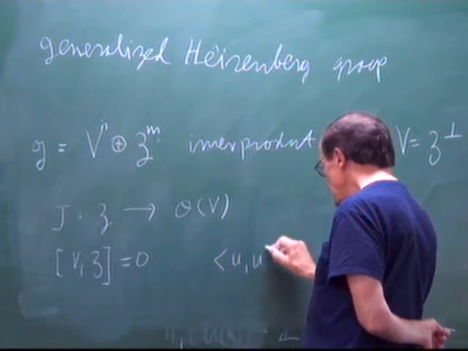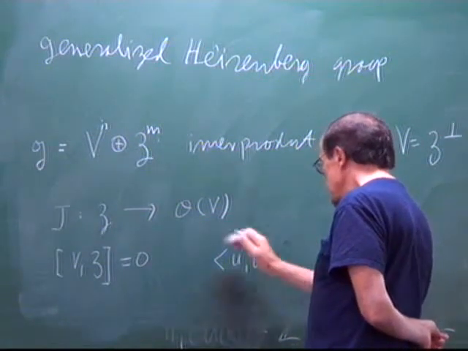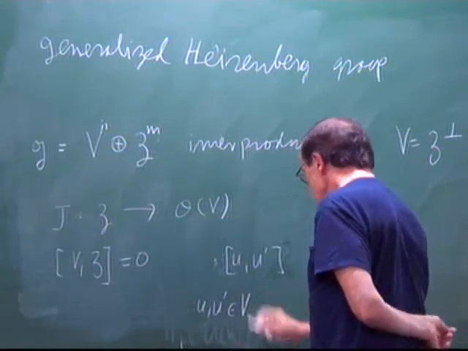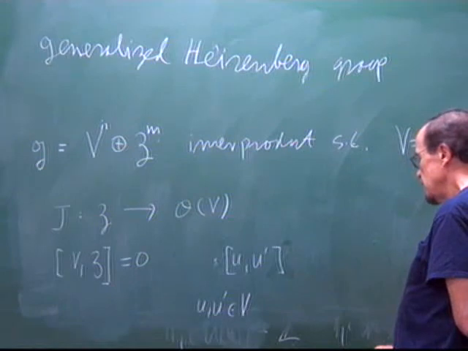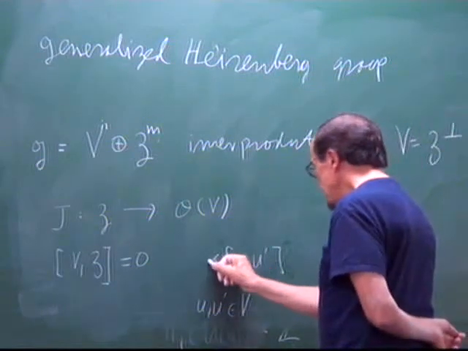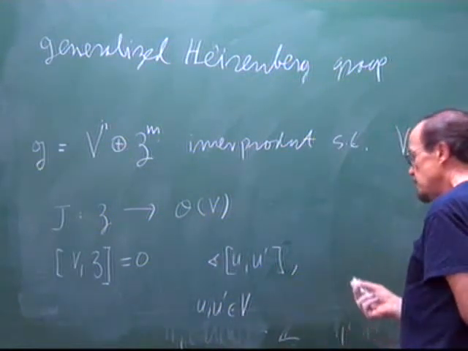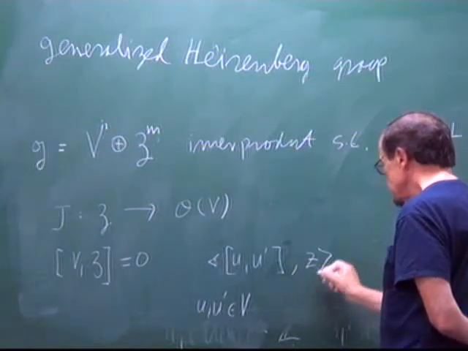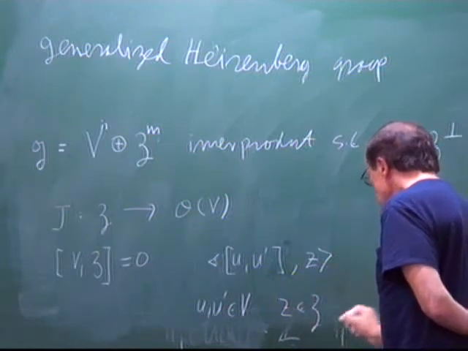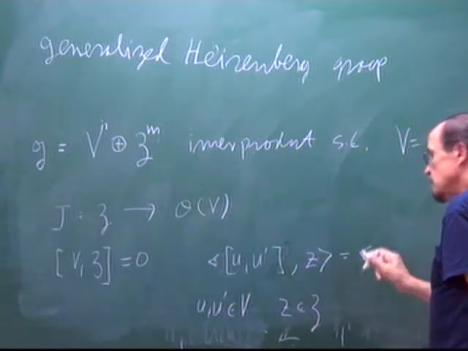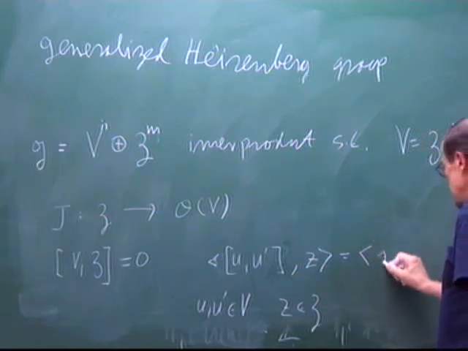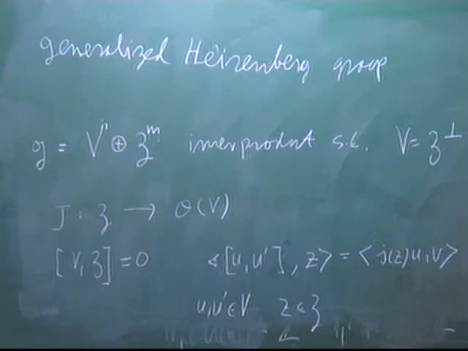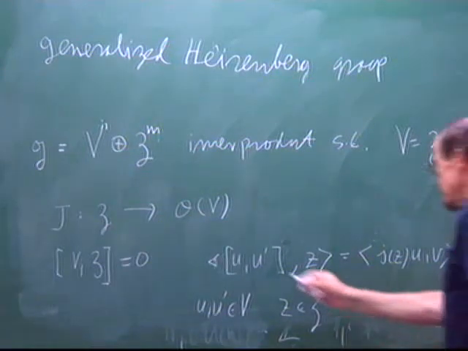So u comma u prime, u prime in V. I define it by taking an inner product with a vector in the center, as <J_z u, u'>. That's my definition of the Lie bracket.